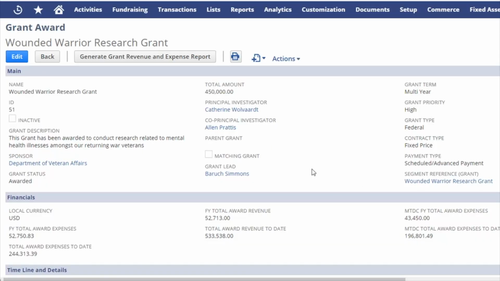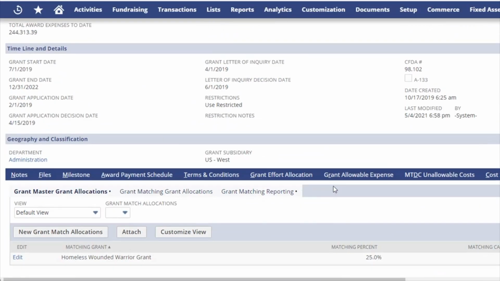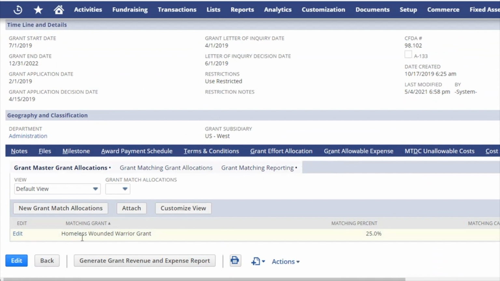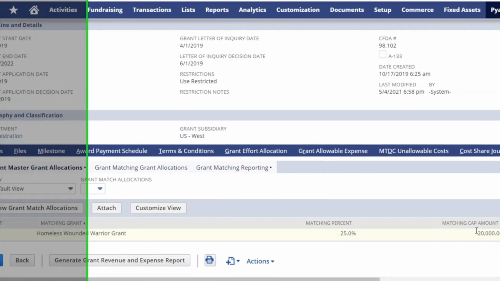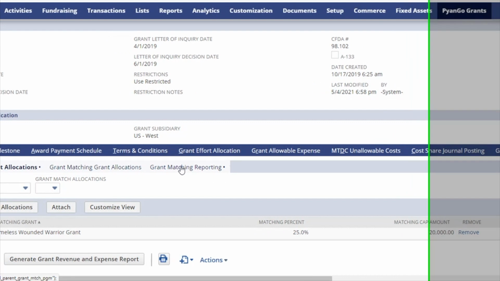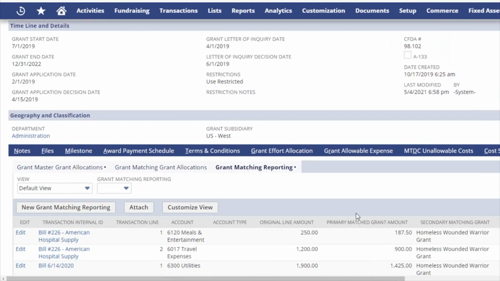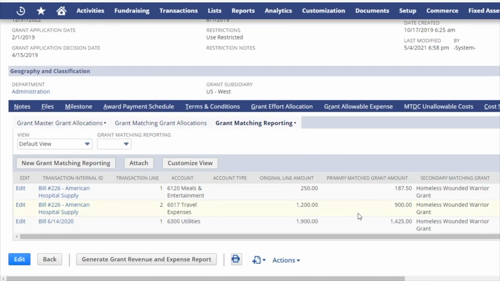When viewing this particular grant, it can be matched to other grants. So here in this example, we've matched with the Homeless Wounded Warrior grant at a 25% rate up to a cap of $20,000. I can then jump to the Grant Matching Reporting subtab and review all of the impacts against this particular grant and the corresponding matched amount.